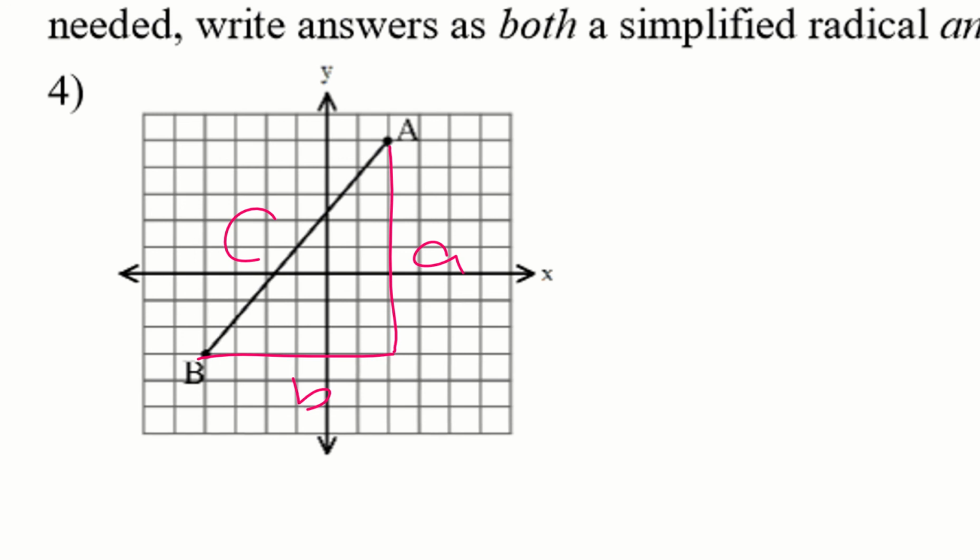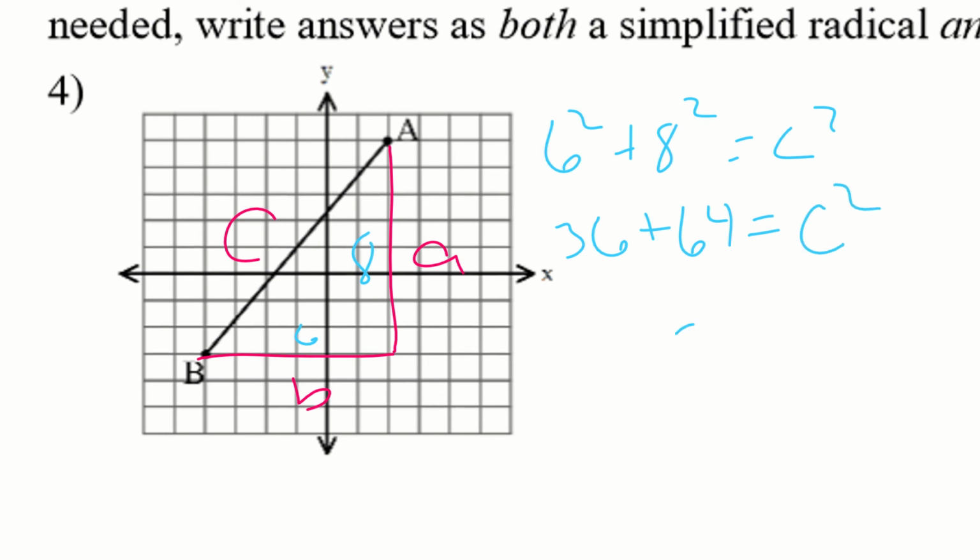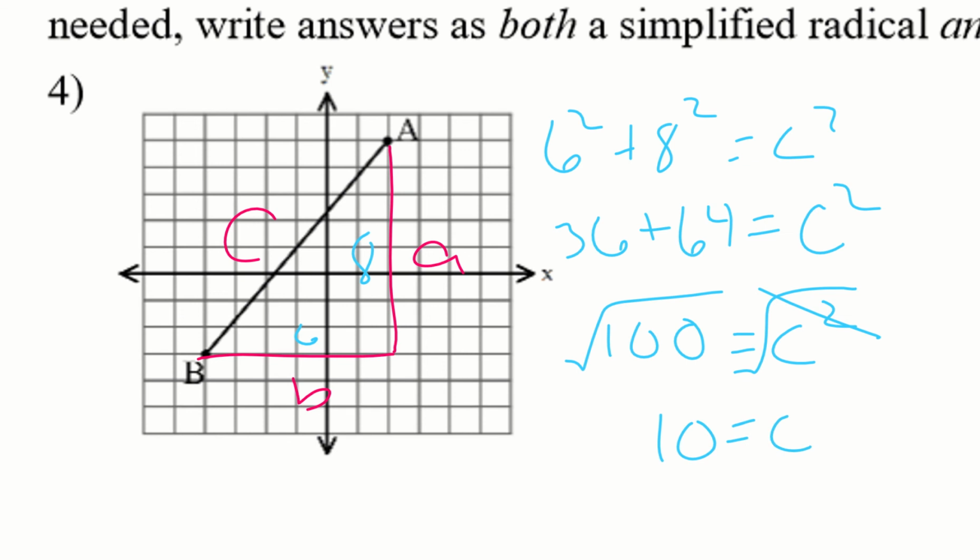Now I just have to count the distance. 1, 2, 3, 4, 5, 6. So this line is 6. Then I have 1, 2, 3, 4, 5, 6, 7, 8. And there's 8. So I now have 6 squared plus 8 squared equals c squared. So 36 plus 64 equals c squared. So I have 100 equals c squared. Once I add those together, take the square root to get rid of my square, so 10 equals c. So the length of this line is 10.